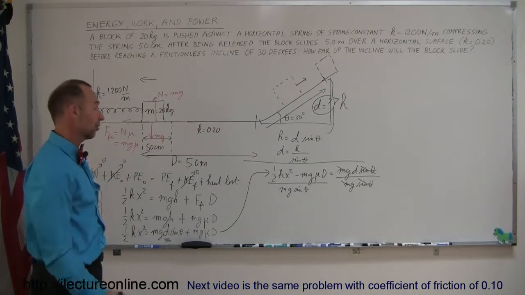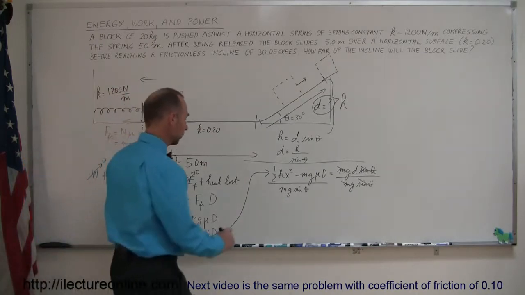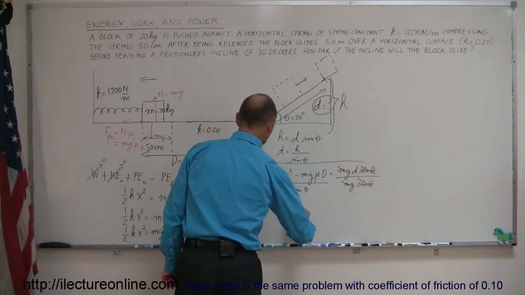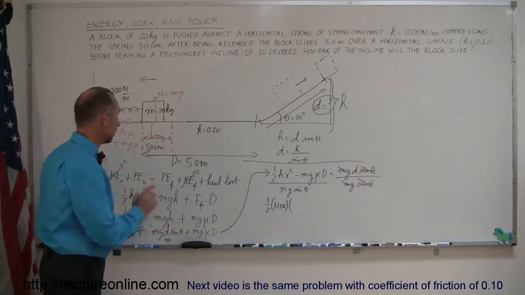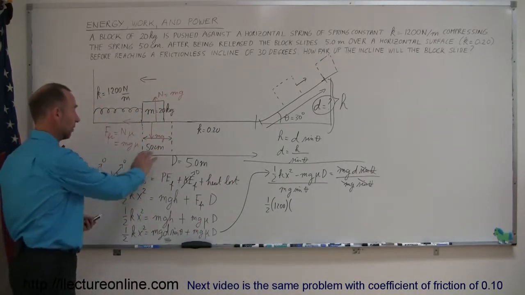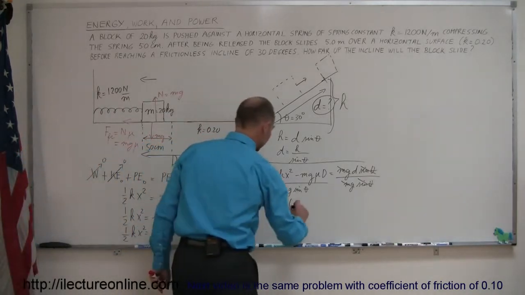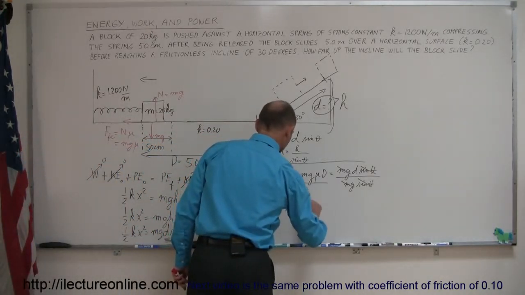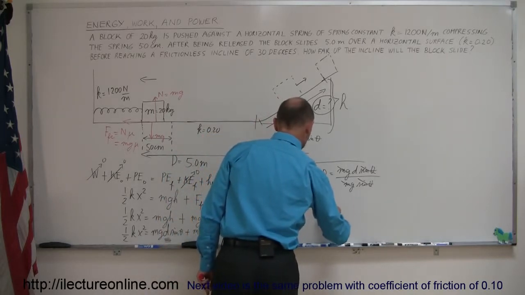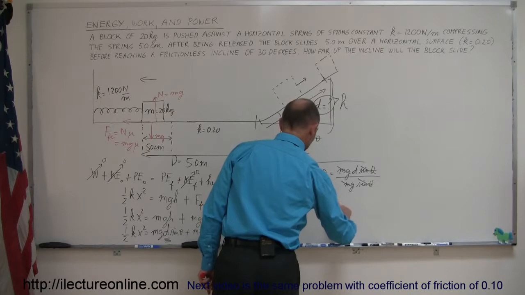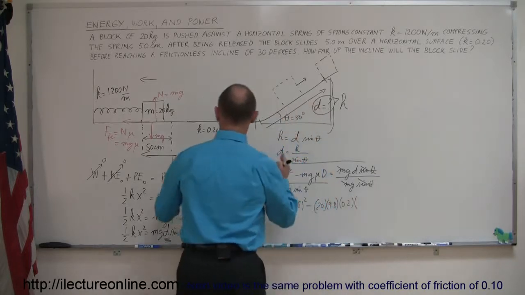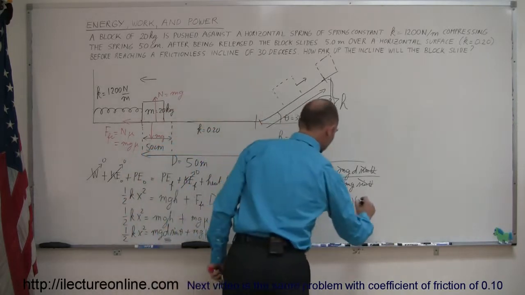And then all we have to do now is plug in what those values are. So this is equal to 1/2 k, which is 1200, times x squared. Now be careful here: even though I said it's 50 centimeters, we have to convert to standard units, which is meters, and 50 centimeters is 1/2 meter. So 0.5 squared, minus the mass, which is 20, times g, which is 9.8, times mu, which is 0.2, times the distance D here, which is 5 meters.